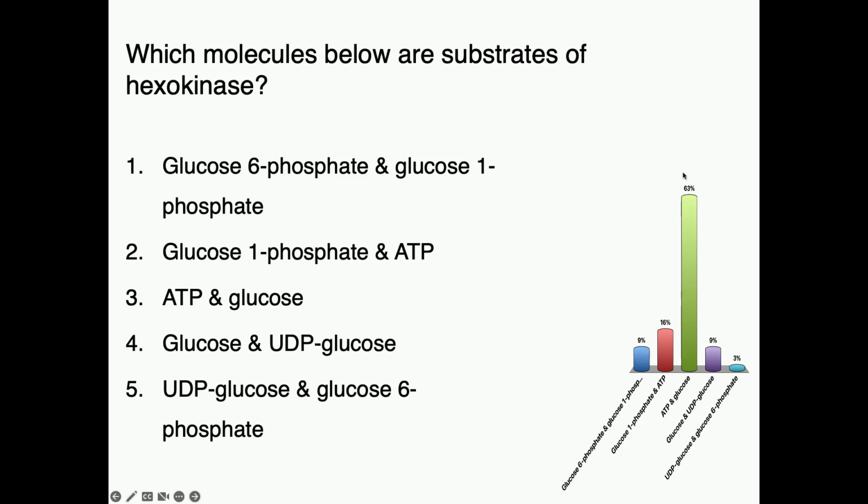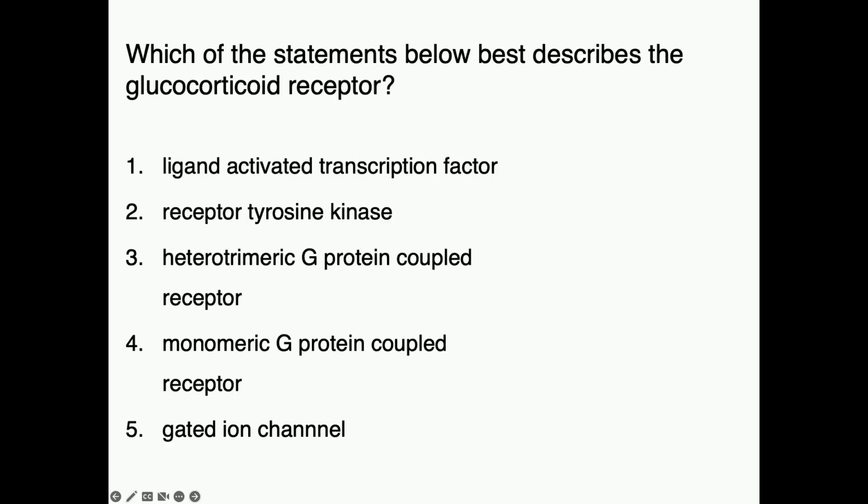Okay, ATP and glucose, best answer here. Okay. Glucocorticoid receptor, that was the major regulator of phosphoenolpyruvate carboxykinase expression, remember? And this is the same type of receptor as the androgen receptor and progesterone receptor and thyroid hormone receptor and vitamin D receptor and, did I say estrogen, progesterone?